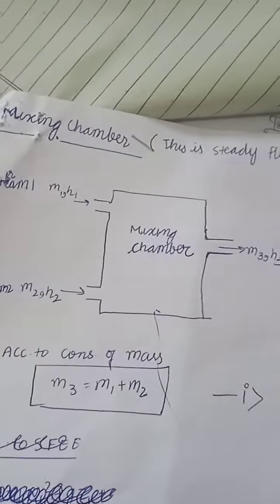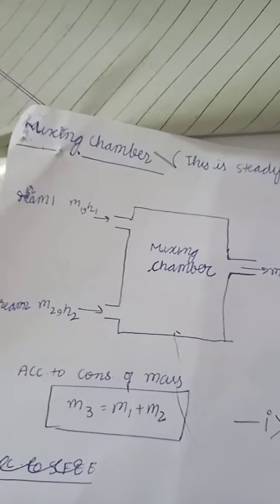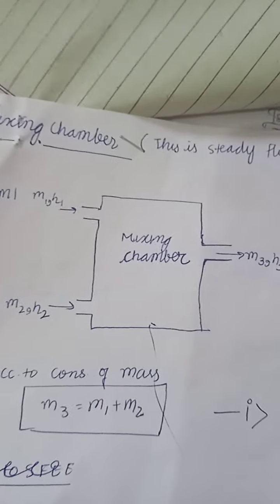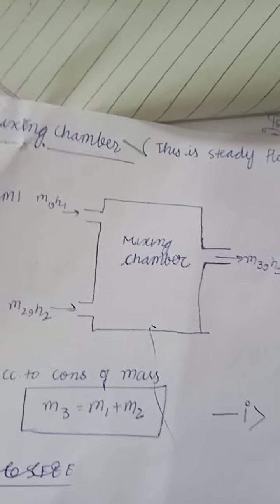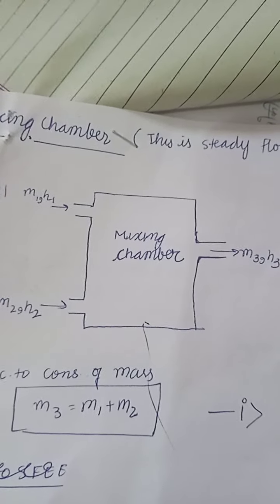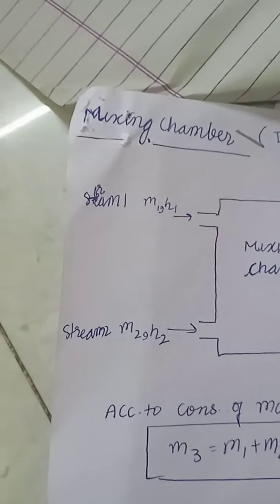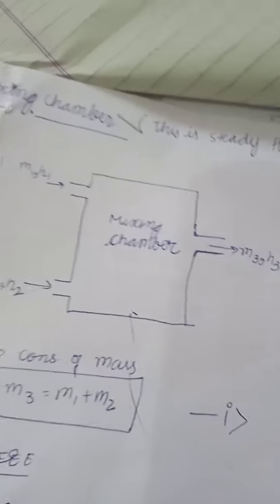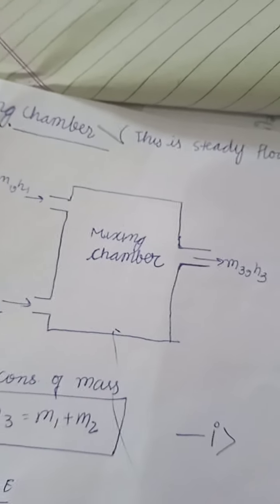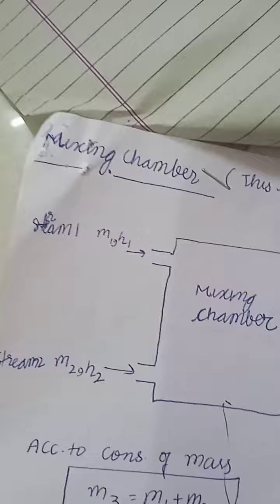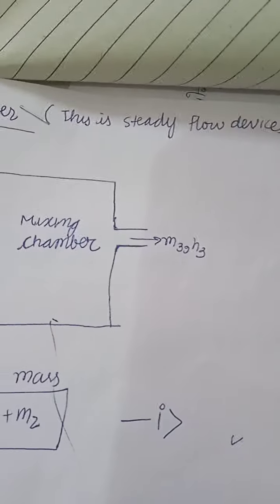Now the next important thing is the mixing chamber. In the mixing chamber, Q will be 0 because it is adiabatic. Mixing chamber is considered adiabatic, no heat can flow through. M1H1 plus M2H2 is equal to M3H3 because stream 1, stream 2, stream 3. So this means mass is conserved: M1 plus M2 is equal to M3, and M1H1 plus M2H2 is equal to M3H3.